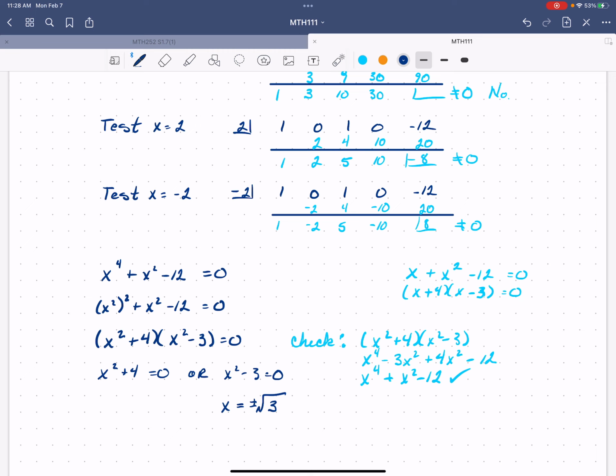But this second factor gives rise to x is positive or negative square root of 3. Or sorry, x is positive or negative square root of 3. These are my only real zeros. So these would be the real zeros of my polynomial.